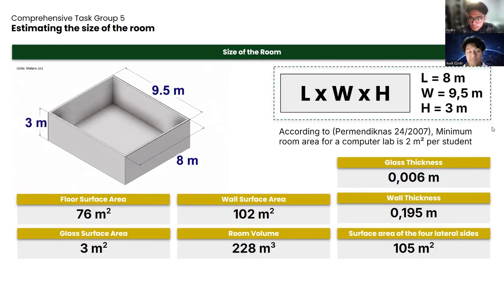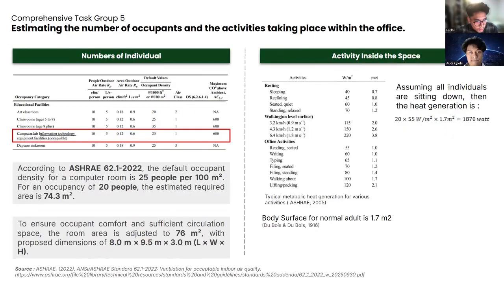For our application, we calculated the room area per student as 3.8 meters squared because we want decent ventilation and airflow in the room, so the computer lab is not crowded and individuals can still move around and go to their peers' computers without problems.